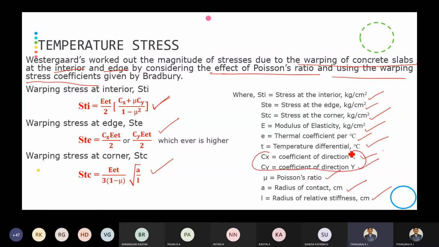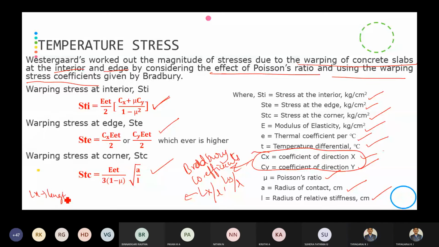So what are these Cx and Cy? These are the Bradbury coefficients, which basically depend on Lx by L and Ly by L. Lx means length of the slab, Ly means width of the slab. So make a note: Lx is the length of the slab and Ly is the width of the slab. Remember, always Lx is greater than Ly.